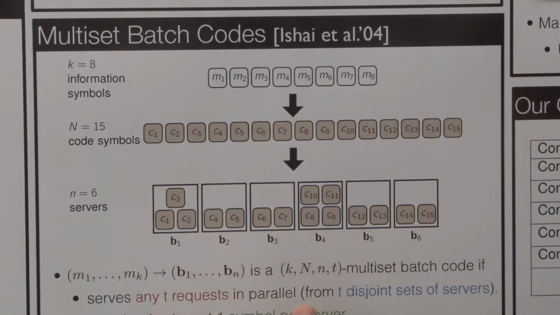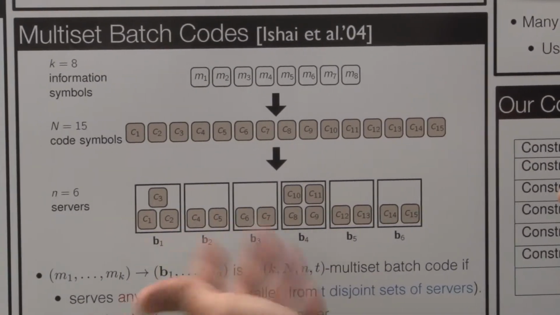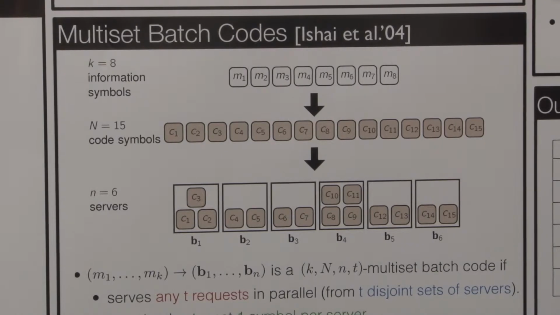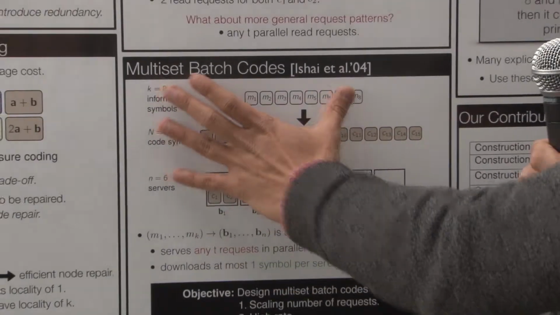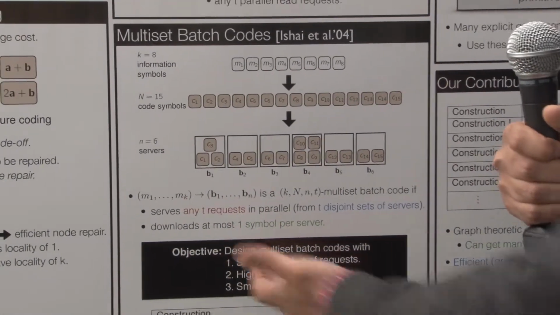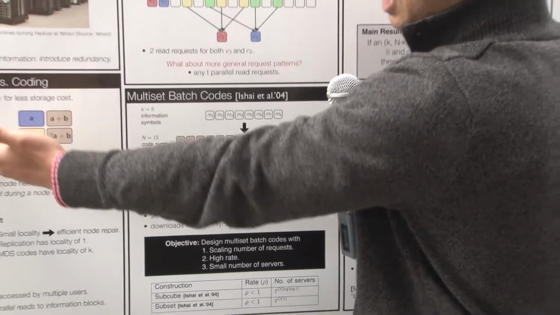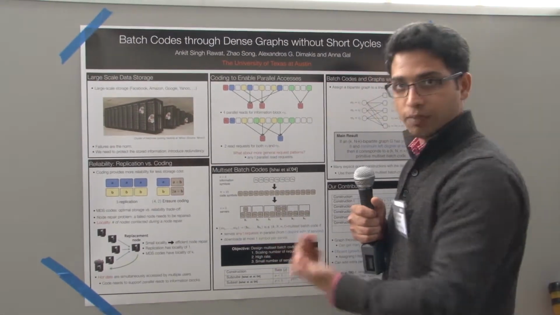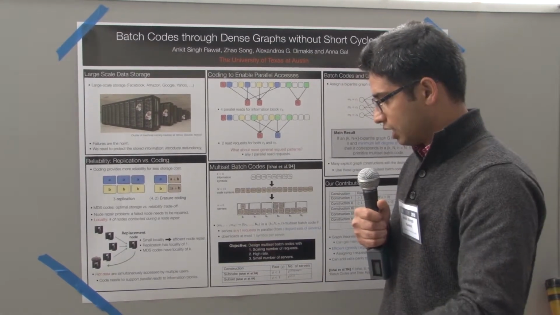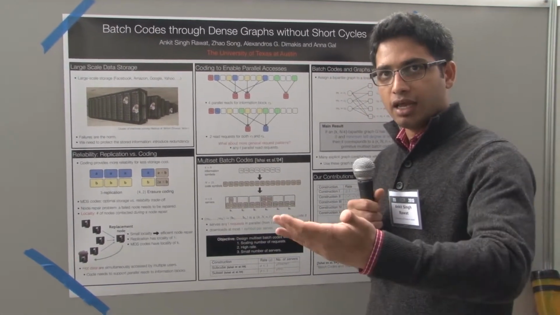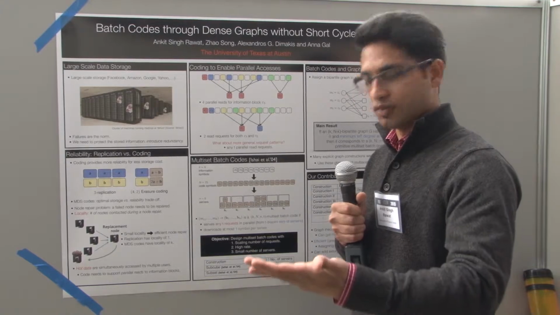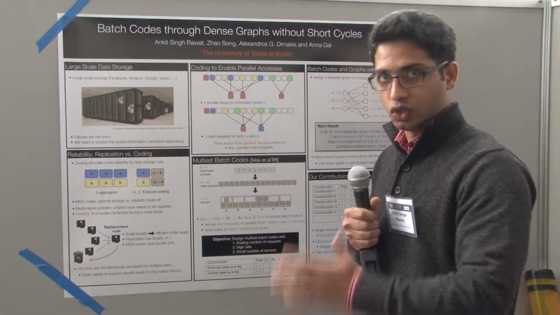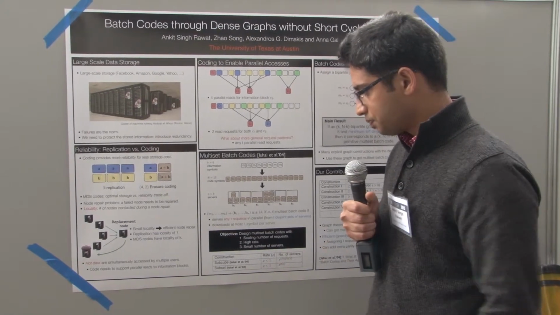That means to serve 2 requests, you should be accessing disjoint sets of servers. And now your objective is to design these multi-set batch codes which have high rate. That means you don't incur the rate loss like this replication scheme. At the same time, you should be supporting a large number of requests, and potentially the number of requests can be scaling with the system size. And at the same time, you don't want to waste too many servers. So you also want to use a small number of servers.